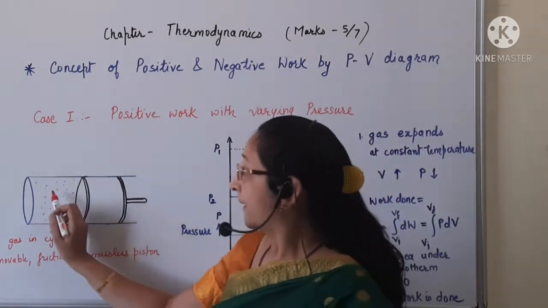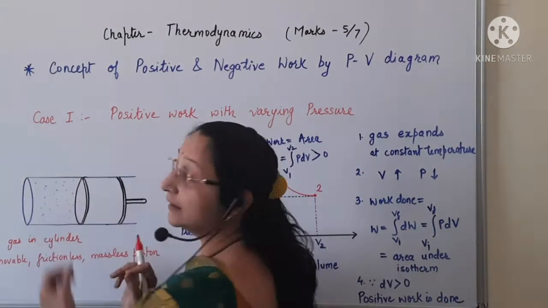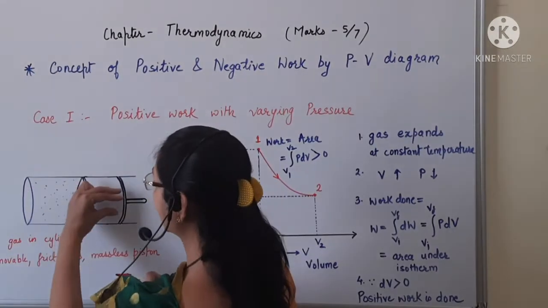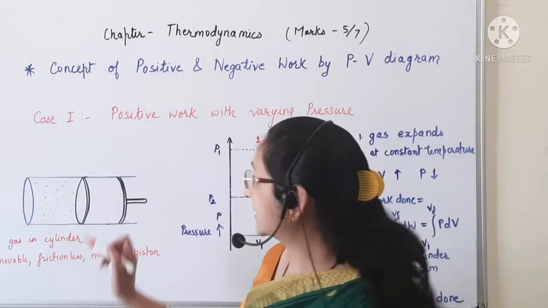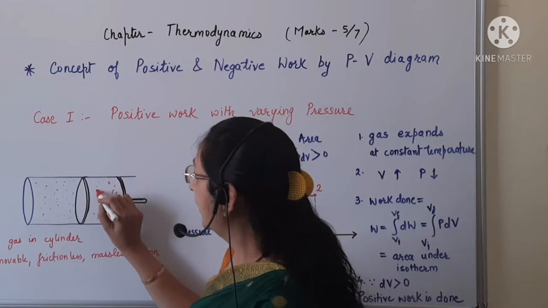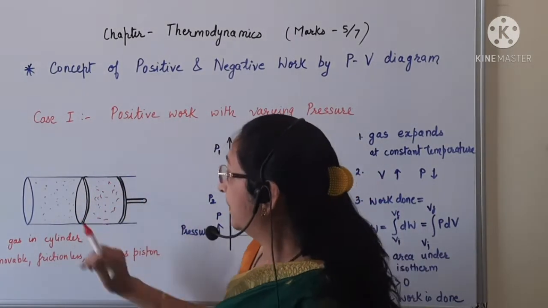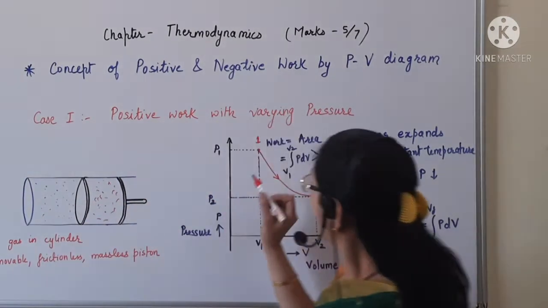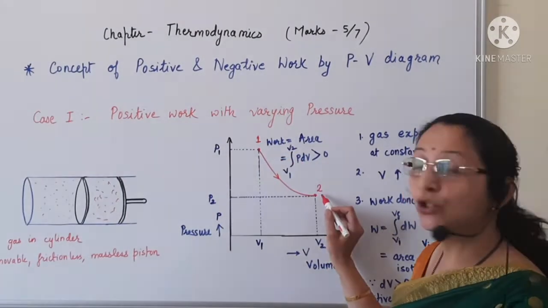Now, the gas inside the cylinder expands and it pushes the piston and the volume of the gas increases. So, the volume of the gas now increases. The piston is pushed in this direction. The system moves from the point 1 to the point 2.